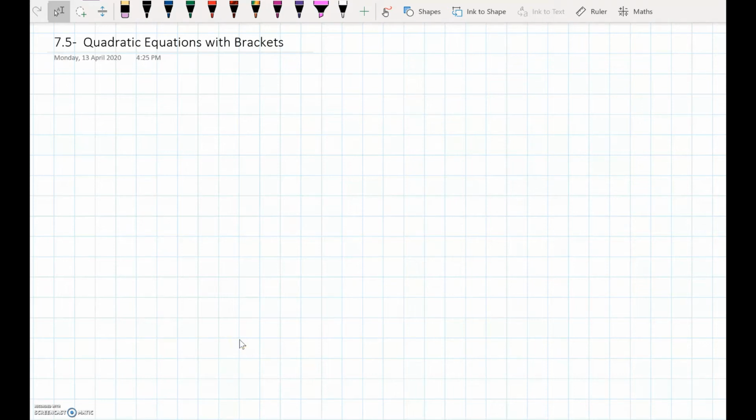Okay guys, you've been solving quadratic equations in quite a few different ways so far. Now we're going to look at what is probably the easiest, and also the hardest, but we'll start with the easy stuff first.